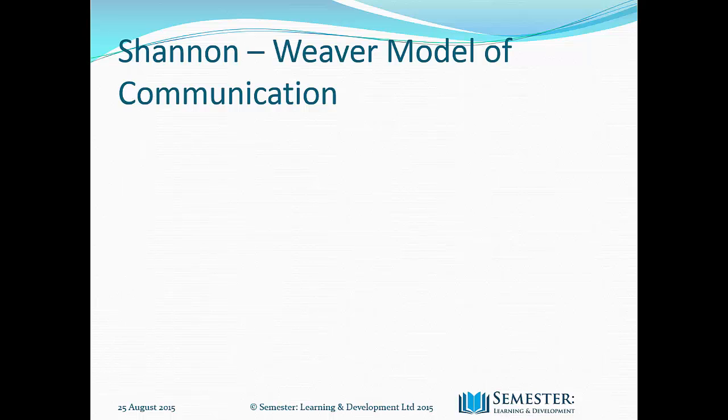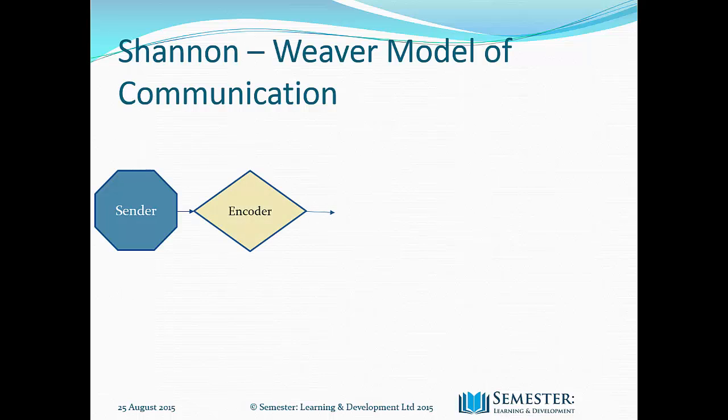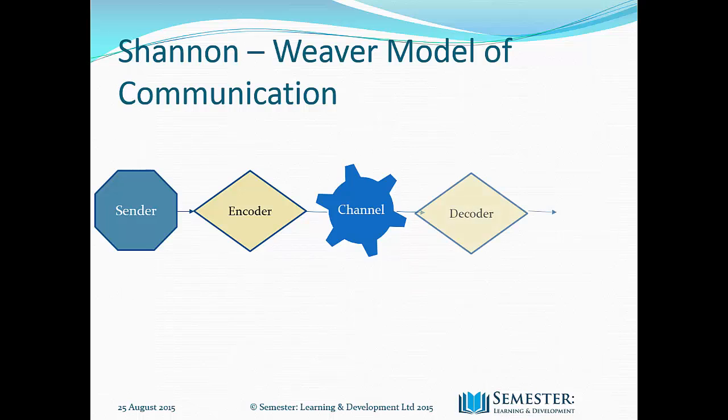In 1948, Shannon, an American mathematician and electronic engineer, and Weaver, an American scientist, joined together to write an article in the Bell System Technical Journal called A Mathematical Theory of Communication, also known as the Shannon-Weaver Model of Communication.